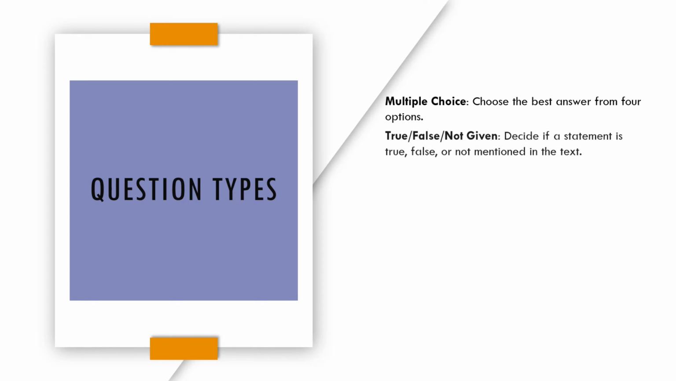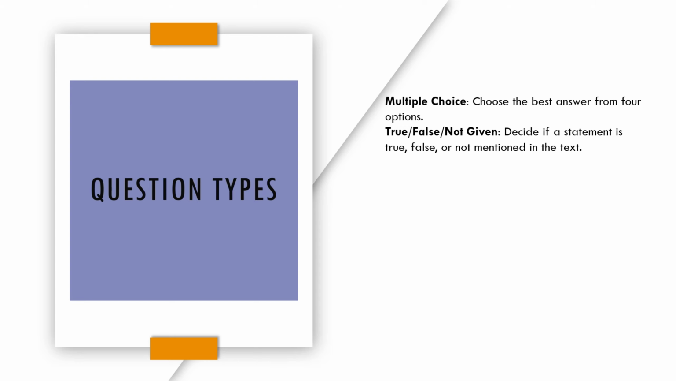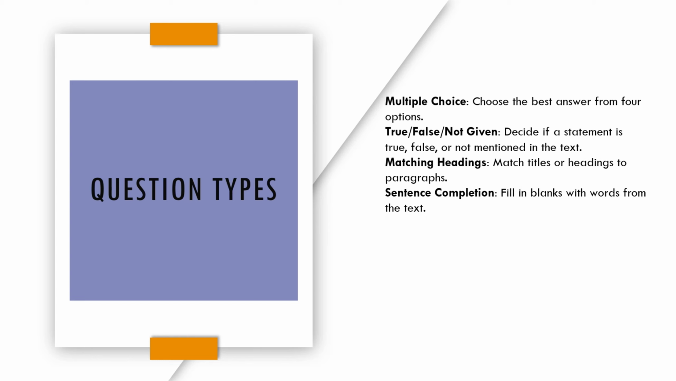You'll see different kinds of questions in this section. Here are the most common ones. The first is multiple choice questions. In this type of question, you will have to choose the best answer from the 4 options. Next, we have true, false, or not given. In this type of question, you will have to decide if a statement is true, false, or if it's not mentioned in the text. The third type is matching headings. Match titles or headings to the paragraphs.